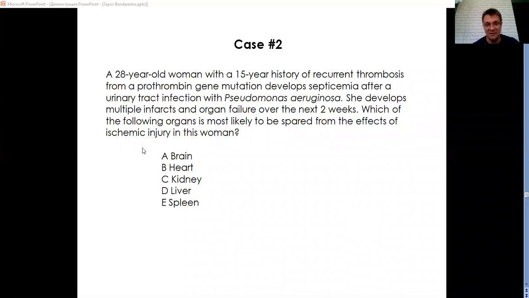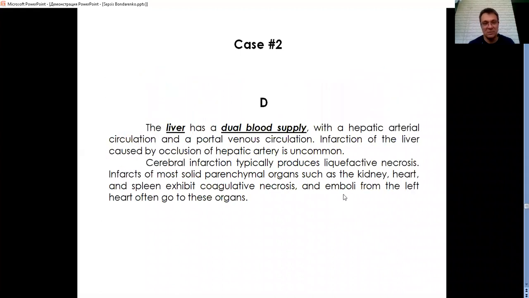But from this couple of options, there is one which could be spared. C, kidney. Okay, let's check if it's true. Oh my God, D. No, all of you are wrong. Why so? Because the liver has a dual blood supply, and that's why this fact may spare this organ from the ischemic injury.